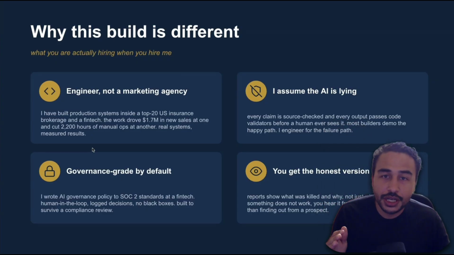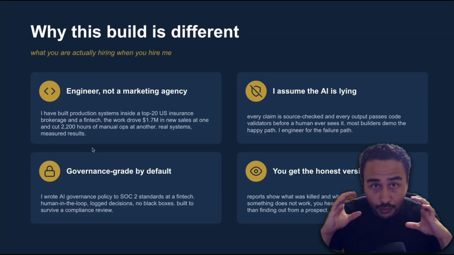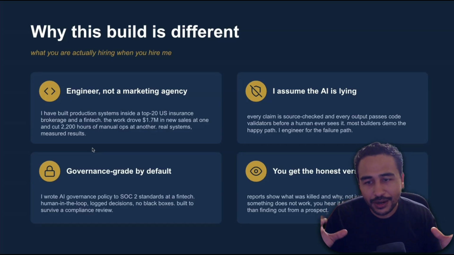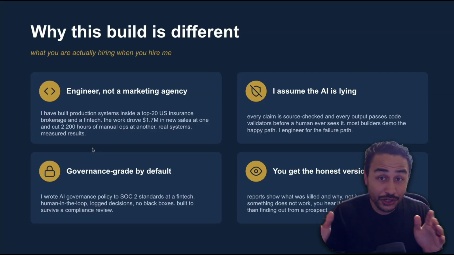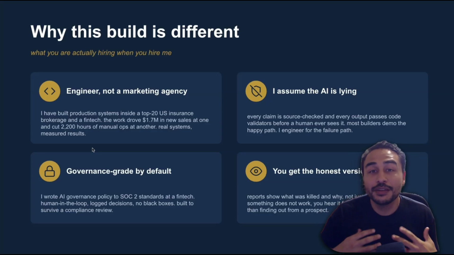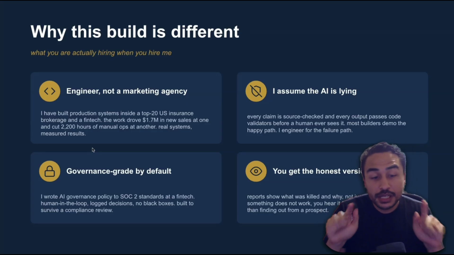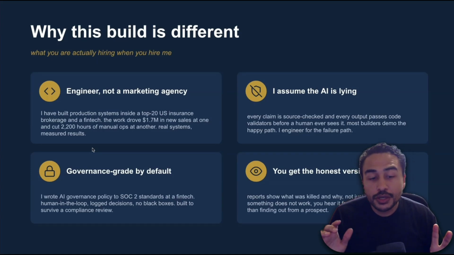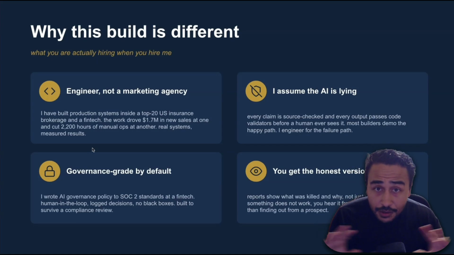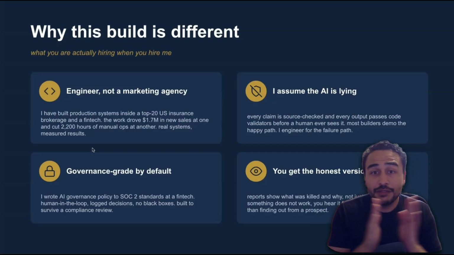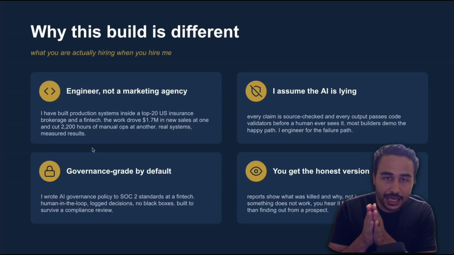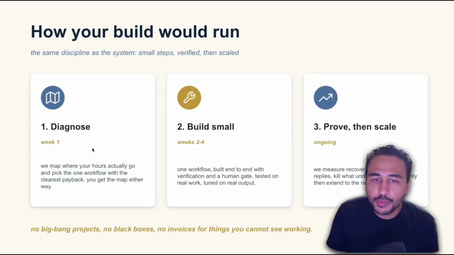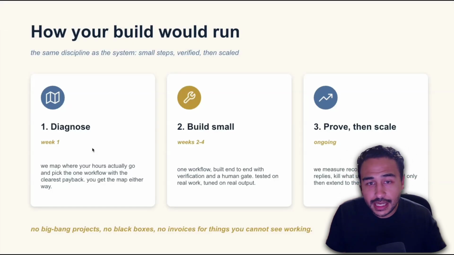Look, I'm an engineer. I'm not a vibe coder. I built this with real people in mind, and I understand how a business is supposed to get leads. I assume the AI is lying, and this is true because the AI actually did lie to us. So we needed to make sure that everything that gets sent, especially if it has your name on it, is validated. I also understand security and making sure that we don't give the AI access to send things on your behalf unless it's for a very specific use case. So those are a couple things. If you want to build something like this, here is how your build would run.